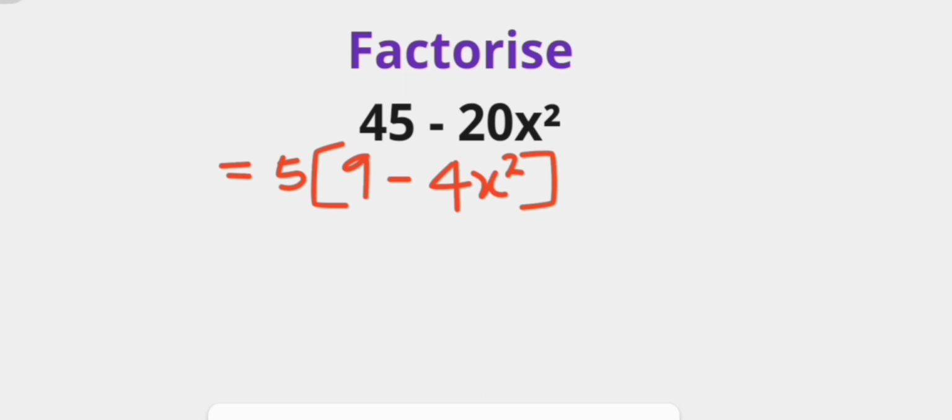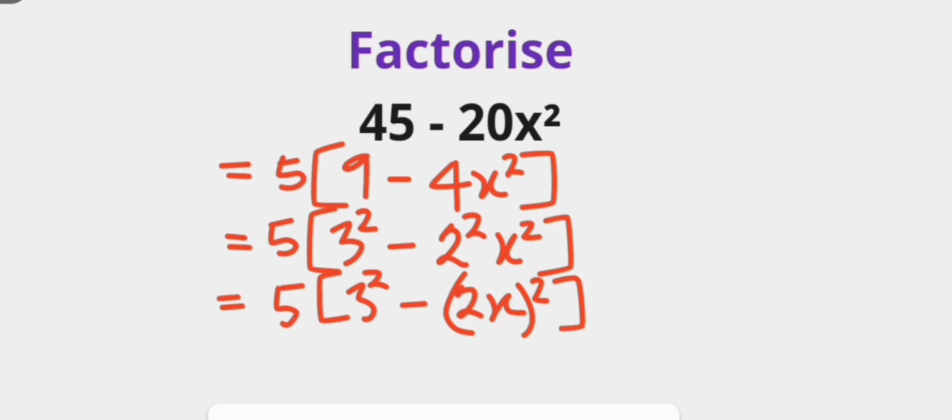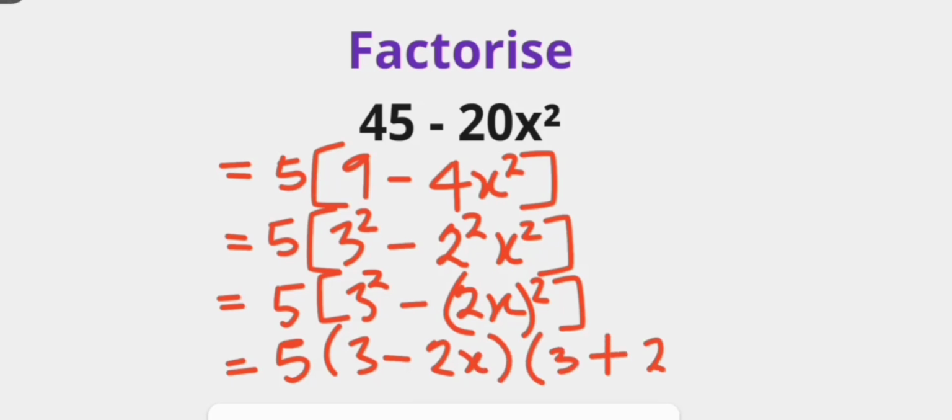We can express them thus: 5 into bracket 3 squared minus 4 is 2 squared, x squared, which can further be written as 5 into bracket 3 squared minus 2x all squared. And finally, applying the concept of difference of two squares on what we have in the bracket, we're going to have 5 times 3 minus 2x times 3 plus 2x.